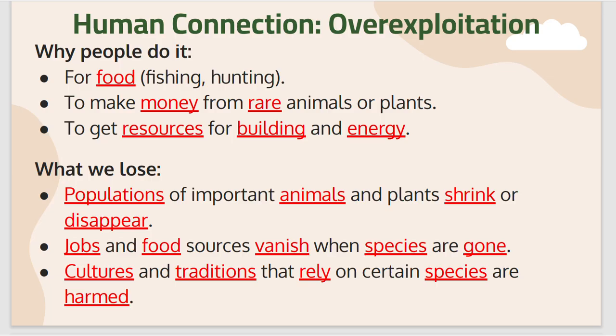So if we take too much and hurt an ecosystem or hurt a habitat, then we can potentially hurt the people that live in that area and rely on those resources, and we can hurt the jobs that rely on those resources. And then cultures and traditions that rely on certain species can be harmed if those species are basically taken to the point of extinction or endangerment.